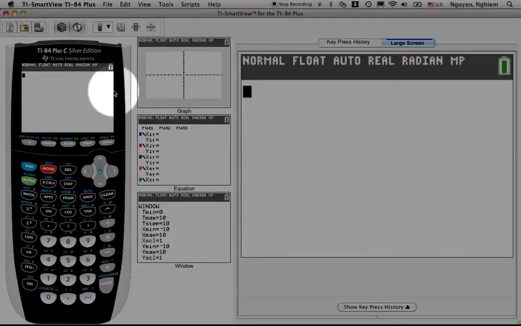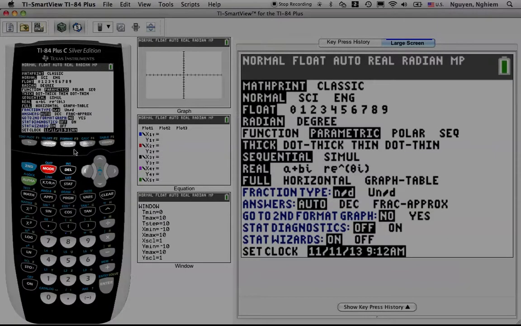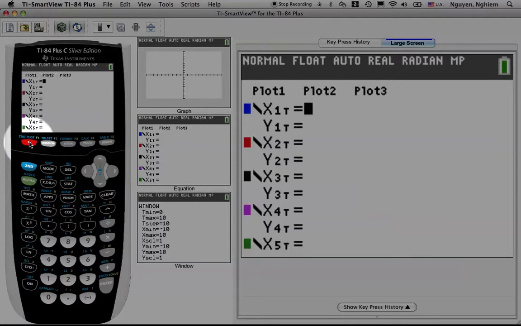I'm going to go into mode. There's a lot of things going on in my calculator that you might not have on yours, but one thing we want to point out is that I am graphing in radian mode right now. Your calculator may say function; you want it to say parametric. Now we can start graphing. The first equation is 2 cosine t, and the second equation is 2 sine t.